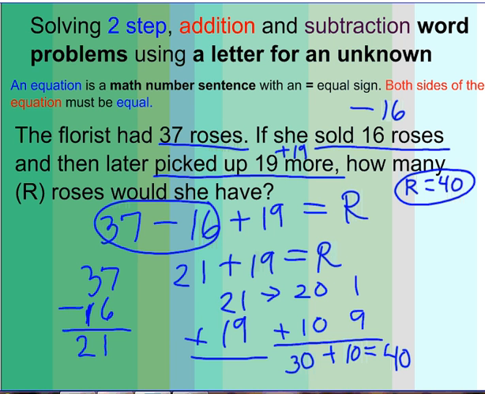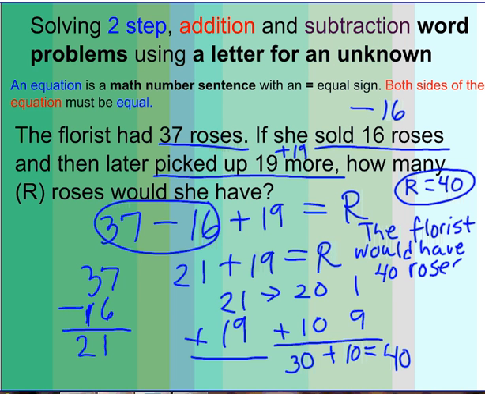I solved for R. Now I'm going to go back to my question. My question was, how many roses would she have? I need to write that in a complete sentence. The florist would have 40 roses. Period. A complete sentence to answer my question.